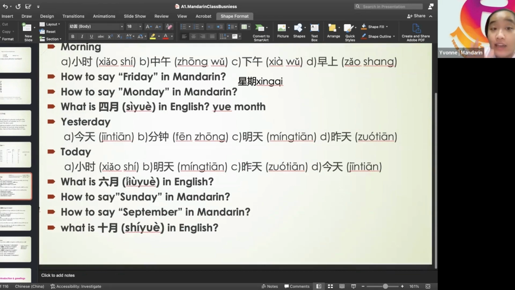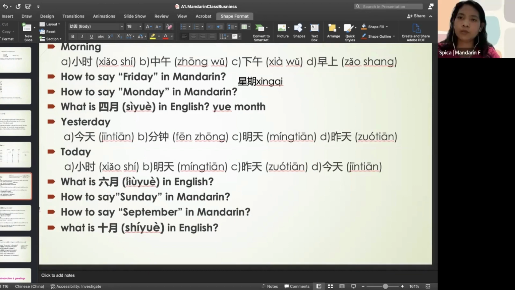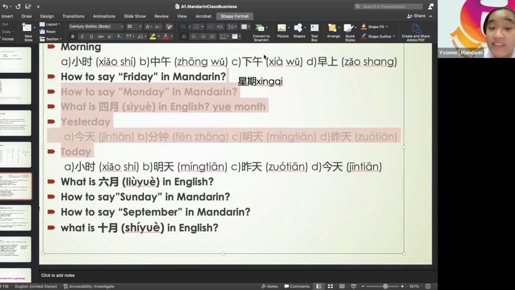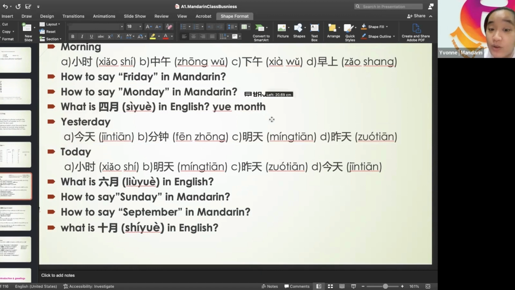What is 6月 in English? June. Yes, very good. The sixth month, June. Okay. Next one, Saturday, Sunday. How do you say it? This is the only one without a number. How do we say it?